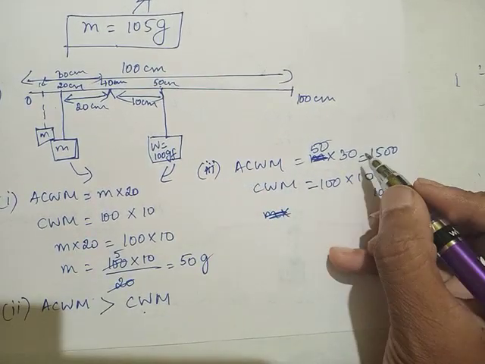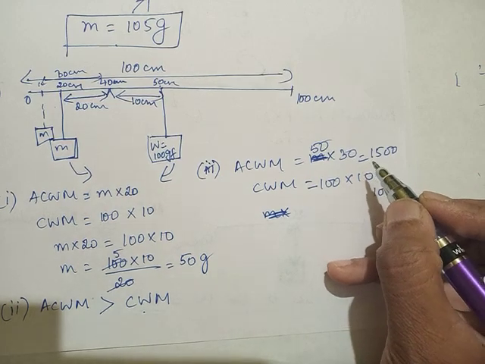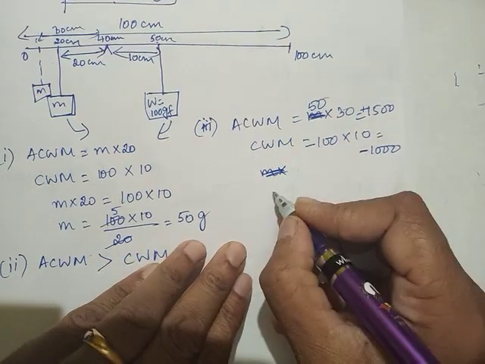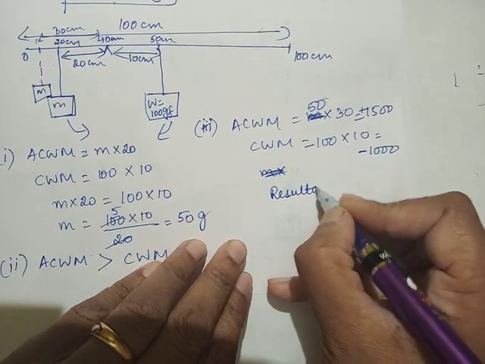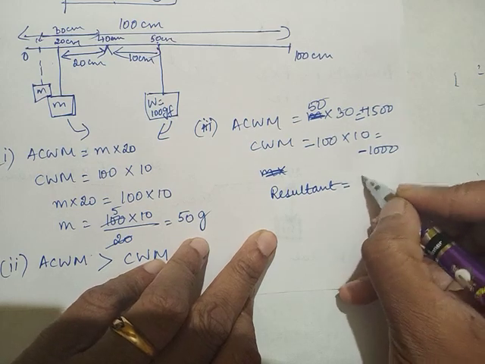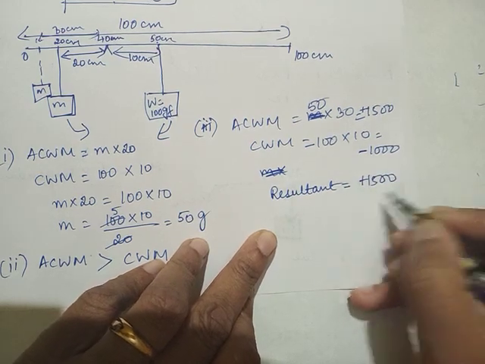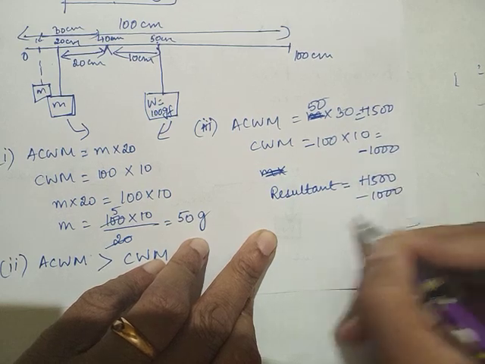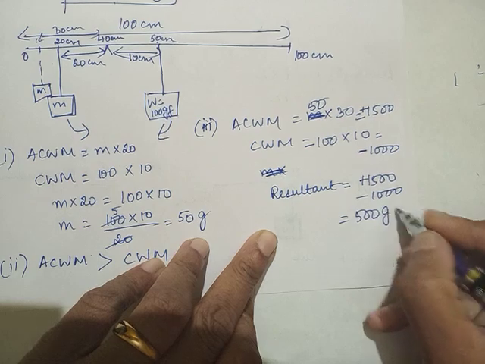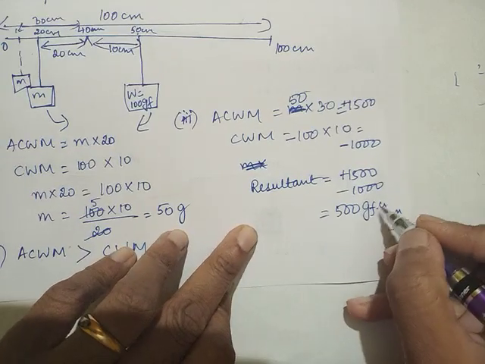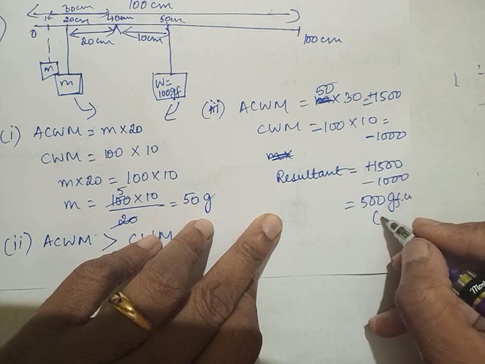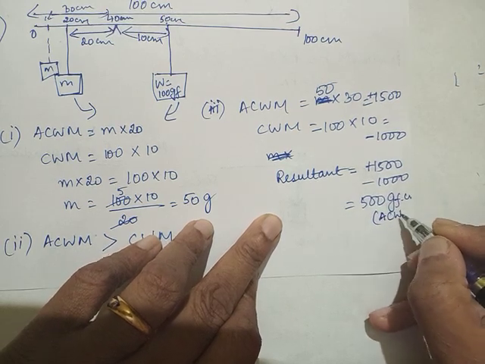Now anti-clockwise moment should be taken positive and clockwise moment should be taken negative. So the resultant will be plus 1500 minus 1000, that will be 500 gram force centimeter, and it will be positive, so it is in the anti-clockwise direction.